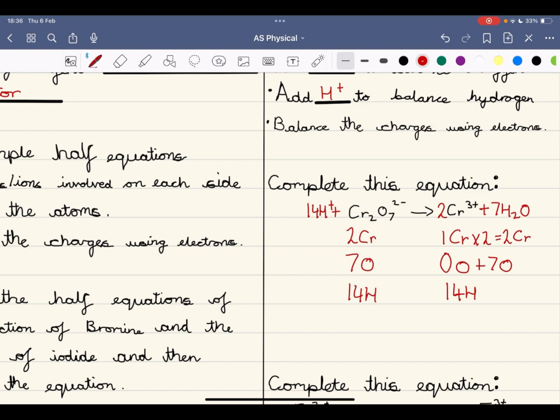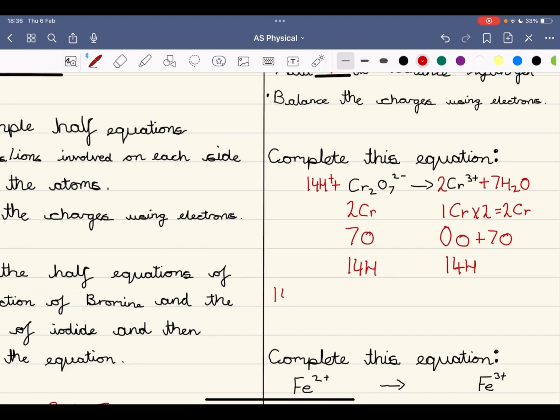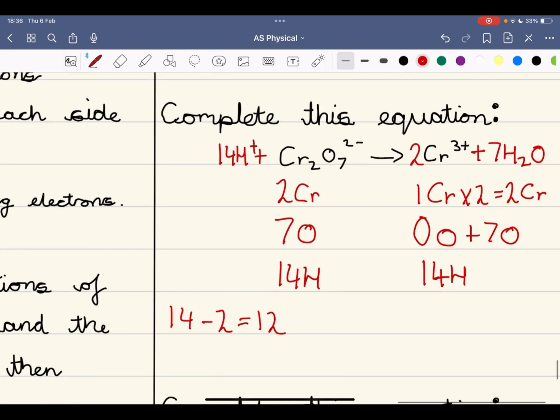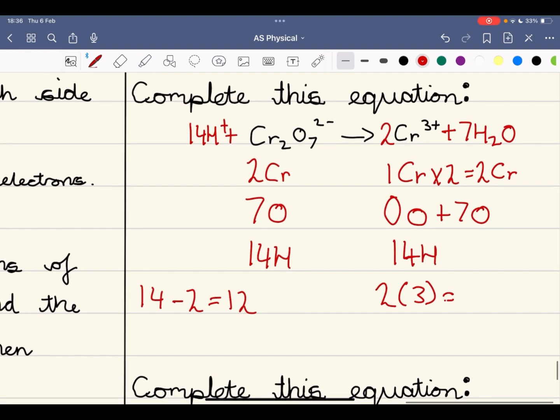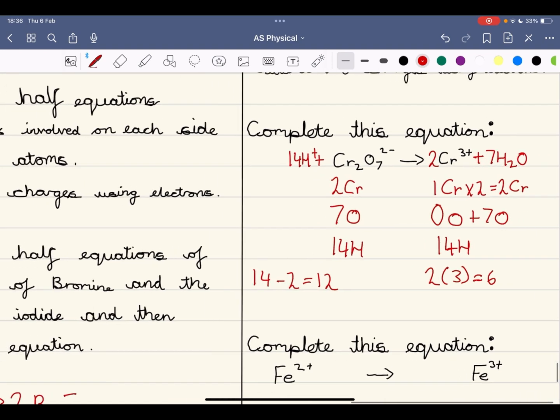And now I just need to balance out the charges. So the overall charge on the left side is 14 minus 2, and we get 12. And I got these numbers from the 14 lots of +1 and then the 2 minus. And on the right hand side we have 2 lots of 3 plus, and we get 6. So then to balance out the charges, I'm going to add 6 electrons to the left hand side, and now the charges are balanced and all the atoms are balanced. So this half equation is done.